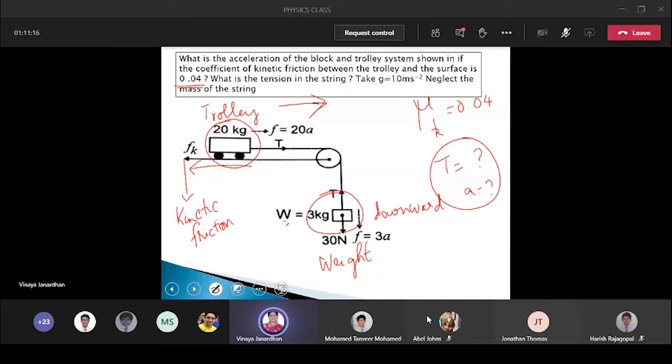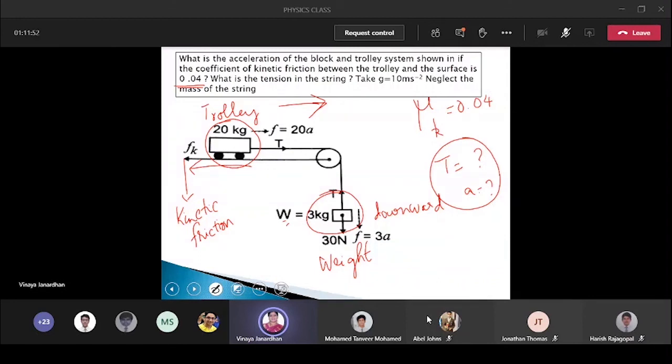It starts moving. Moving in which direction? Block moves in which direction, boys? Block moves down. Yeah, the block is going to move down. What about the trolley? The trolley will move towards the pulley. Correct. This is how the motion happens. Trolley will move forward, block will move downward. Now the question is, what is the acceleration of the block? I have to find the acceleration of the block.